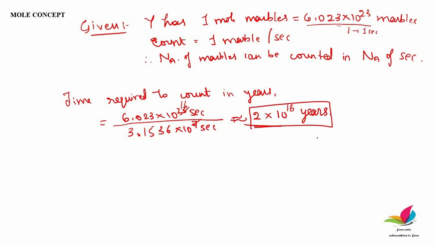It's very simple, you just have to apply some logic here. In the beginning you solved it and got the answer, you just have to convert it into years. The value you have obtained in seconds, divided by the seconds in 1 year, will give you your final answer, 2 into 10 to the power 16 years. If your answer is correct, then give yourself a 5 star.